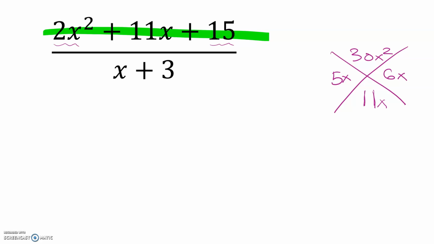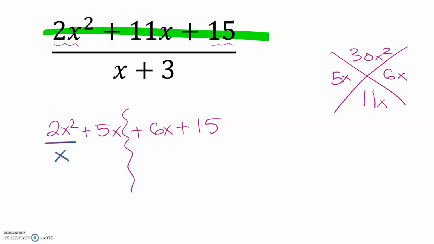So then I'm going to go ahead and rewrite that. I'm going to have 2x squared plus 5x plus 6x plus 15. So it's just rewriting the polynomial, and then I go ahead and split it in half. I'm going to look for the GCF of the first half, which would have been just x here. That gives me x times 2x plus 5. If I look for the GCF on the second side, that was 3.